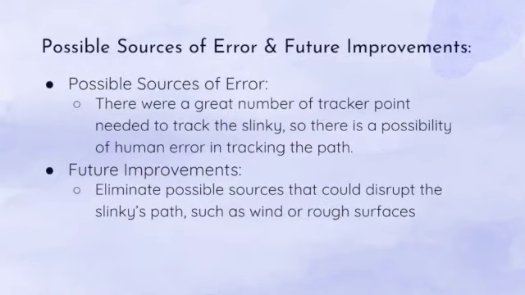To discuss the possible sources of error and improvements that we can make in the future based on this lab, some possible sources of error are that there were a lot of tracker points that had to be made to track the slinky's fall, so there could have been human error when creating the points. And as for improvements, we could drop the slinky somewhere where there's no wind or onto a surface that was smooth so that we could analyze the movement once it hits the floor.